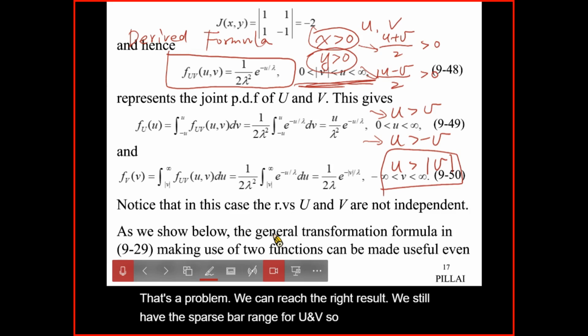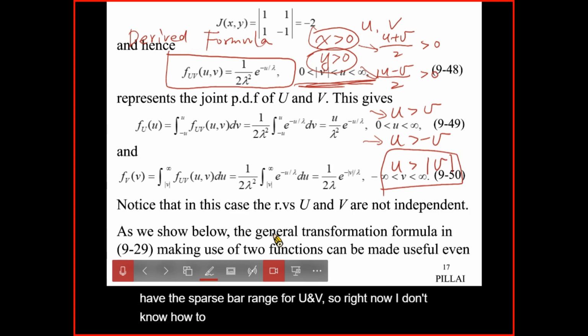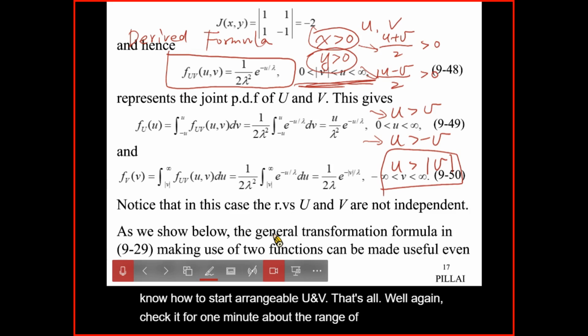So right now, I want you to know how to specify the range for u and v. Again, check it for one minute about the range of u and v. Okay?